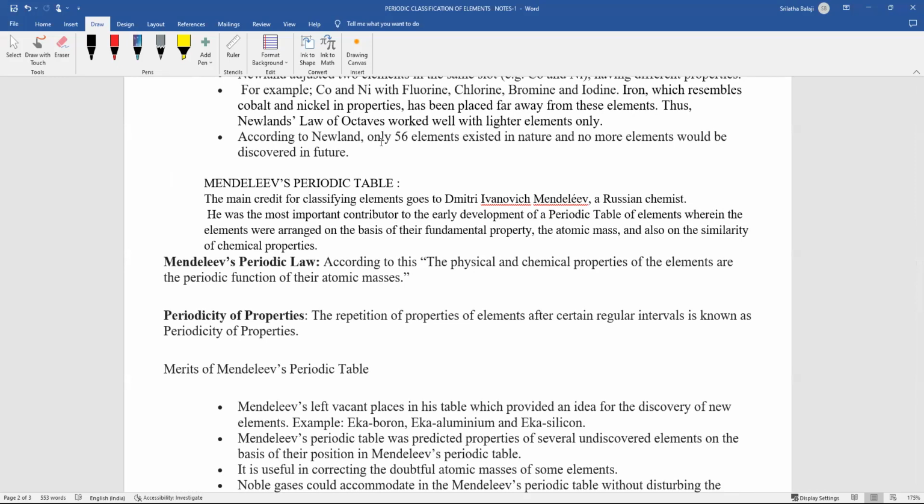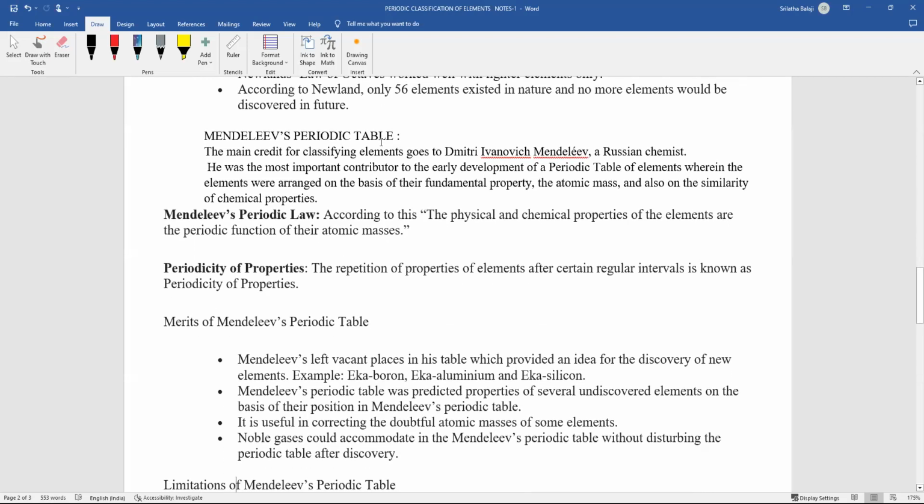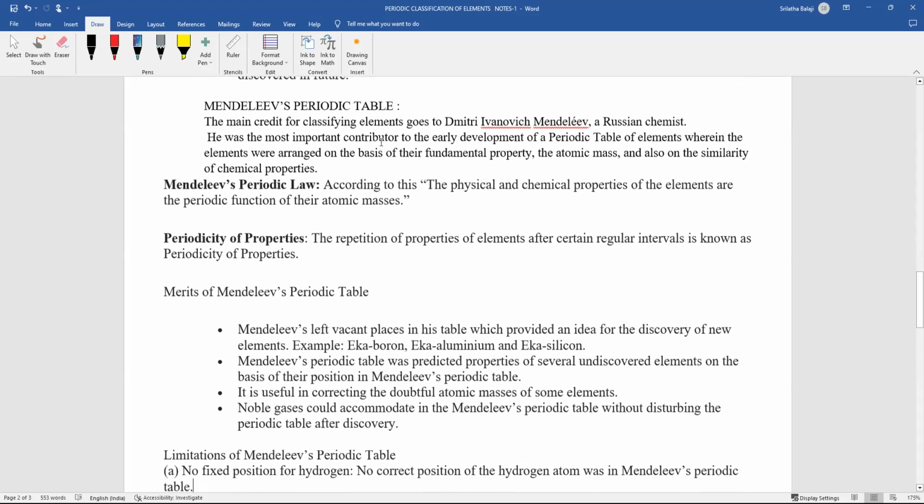Is it clear? So, the first ever periodic law was proposed by Mendeleev, a Russian chemist. He said that the physical and chemical properties of elements are a periodic function of their atomic masses. So periodic laws are important. The basis for classification is very important for us. That's why we are just brushing through this.